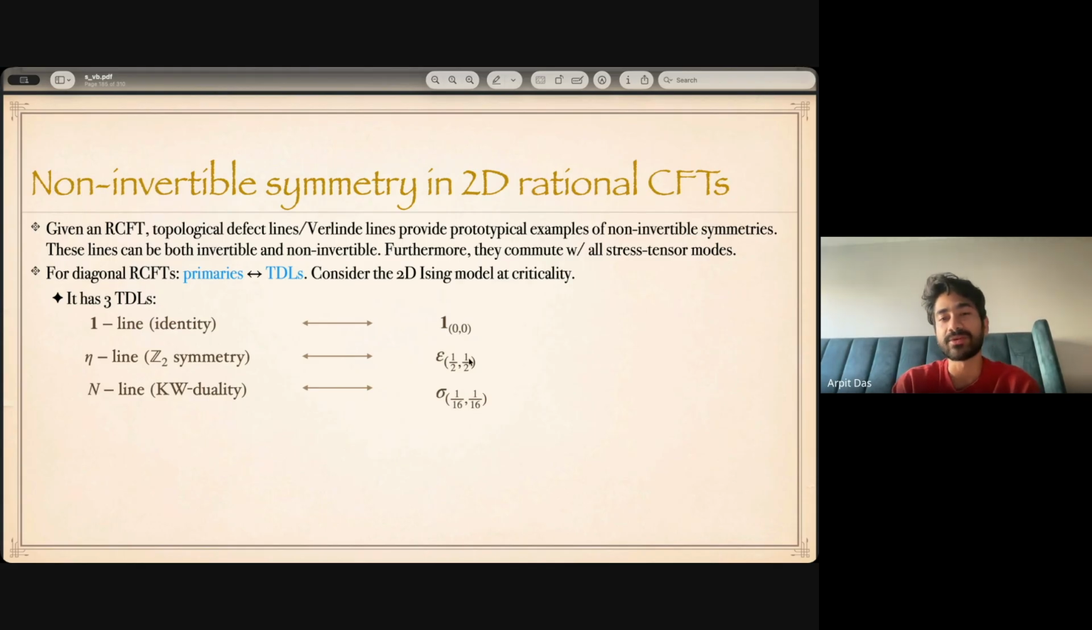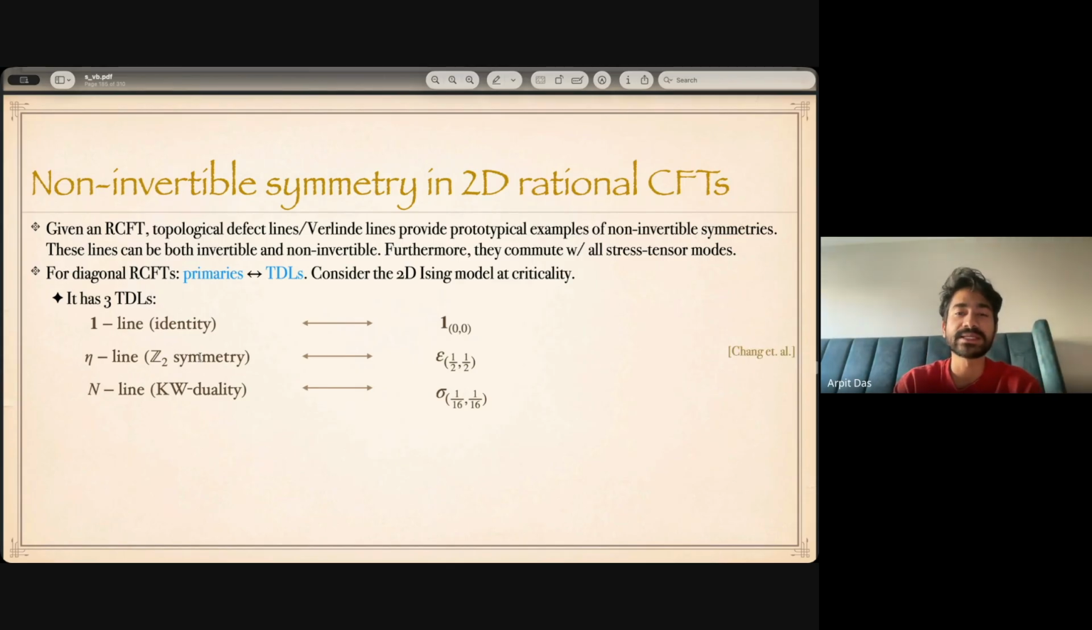Now it's known that all of these primaries are in one-to-one correspondence with what are called Verlinde lines, or extended operators. What these operators do is what we will try to understand. The identity line does nothing. As the name suggests, it's a trivial line. The eta line implements the spin flip symmetry of your Ising model. If you take the 2D Ising model Hamiltonian, that Hamiltonian enjoys a Z2 symmetry. That Z2 symmetry is implemented by the extended operator that corresponds to this energy field. But this being a Z2 line, it is invertible, and this belongs to the Z2 group.